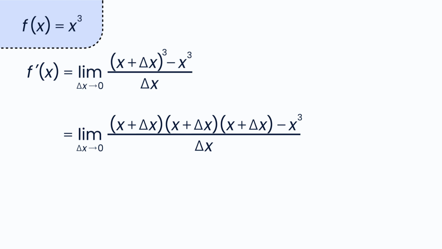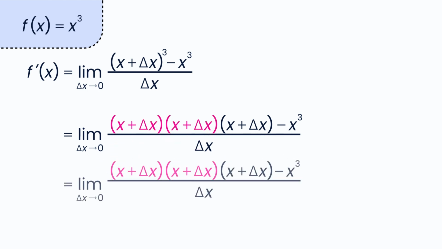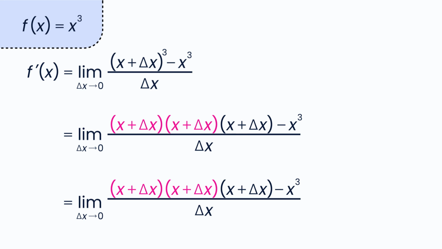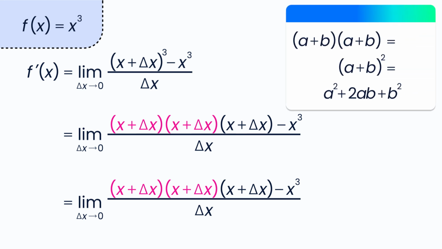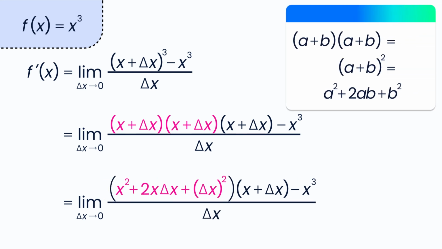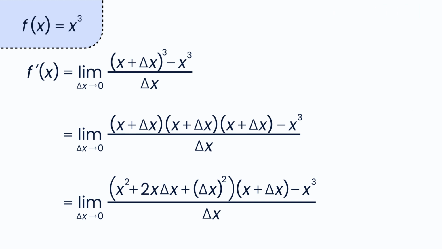When expanding the first term, you multiply 2 of the pairs of parentheses by each other. Here, you can use the square of a sum formula, and you get x squared plus 2 times x times delta x plus delta x squared. Remember to write this inside of parentheses. If you are familiar with binomial expansion, you can also use that to write out x plus delta x cubed directly.